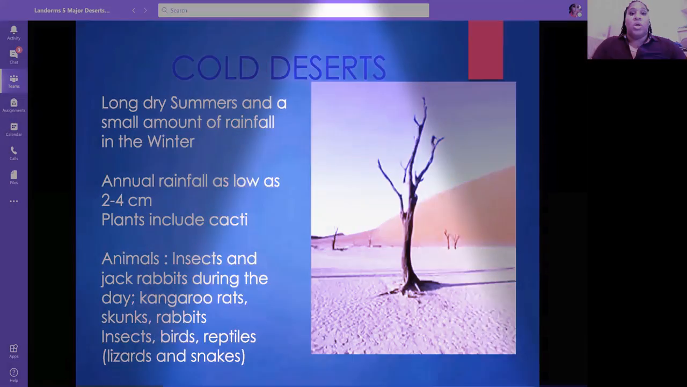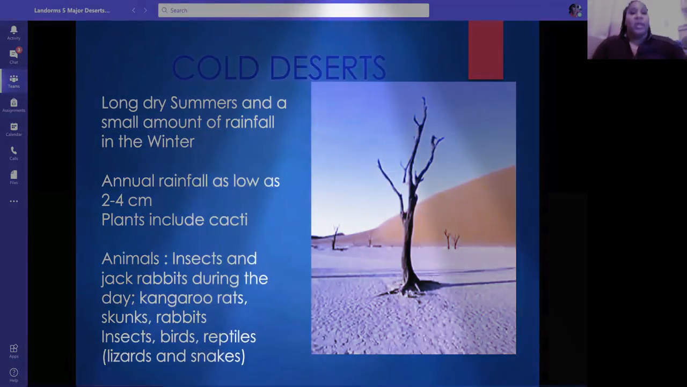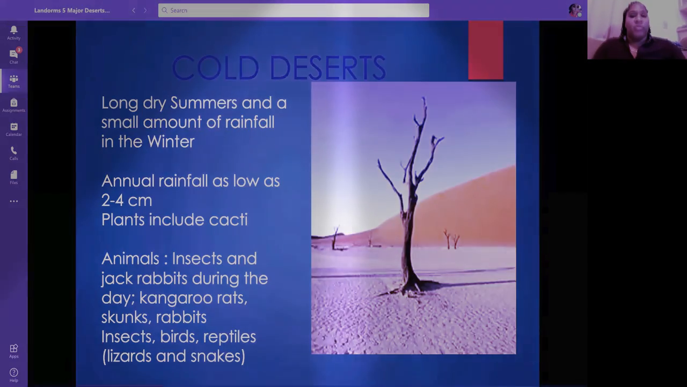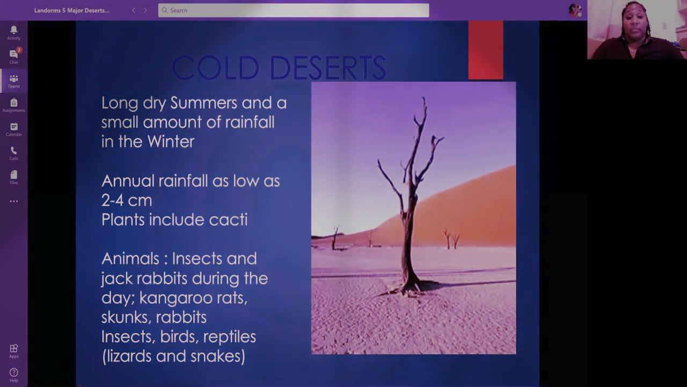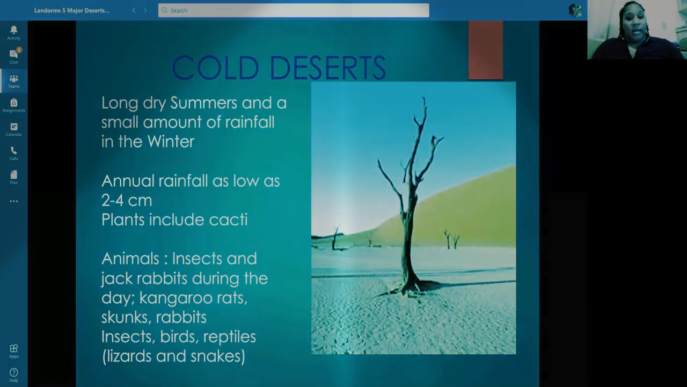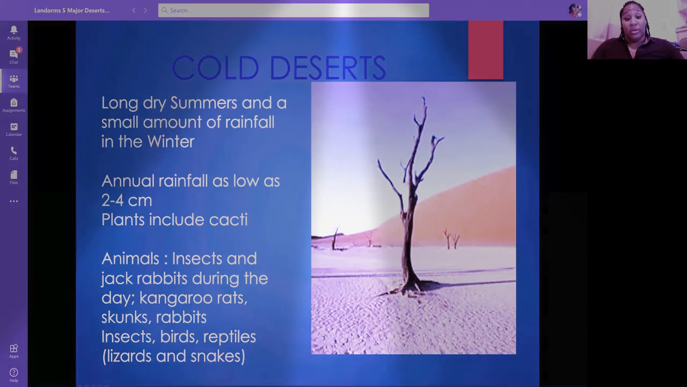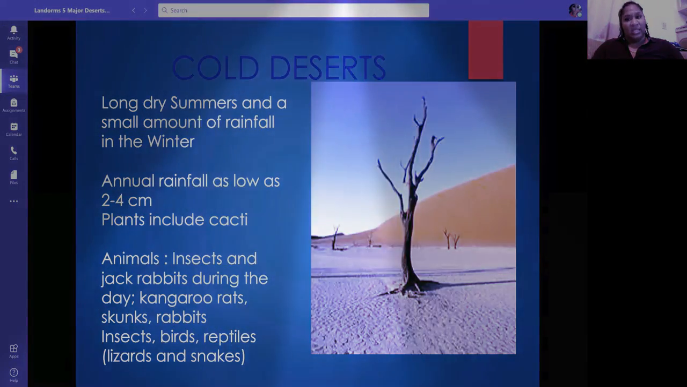Cold deserts have long dry summers and a small amount of rainfall in the winter. Annual rainfall is as low as 2 to 4 centimeters. Plants include cacti. Animals are insects and jackrabbits during the day, kangaroo rats, skunks, rabbits, birds, and reptiles such as lizards and snakes.